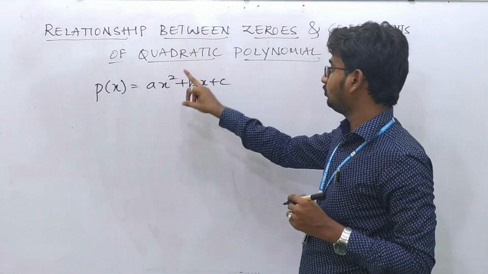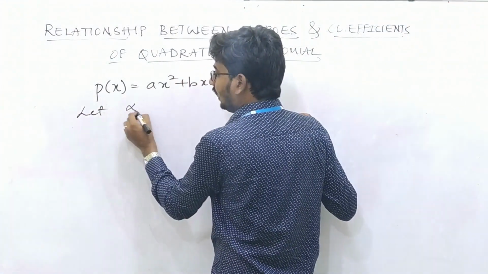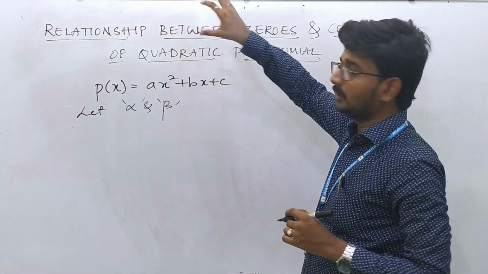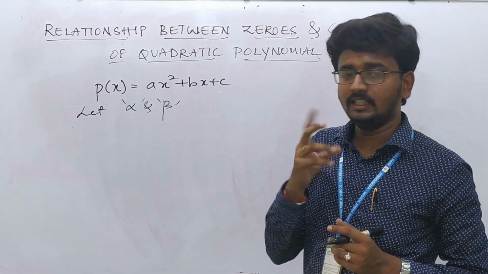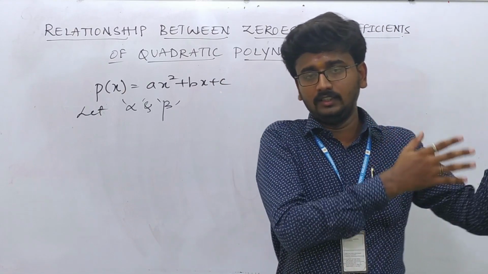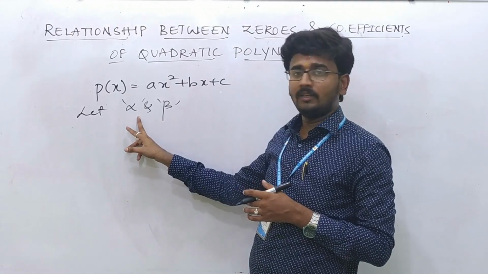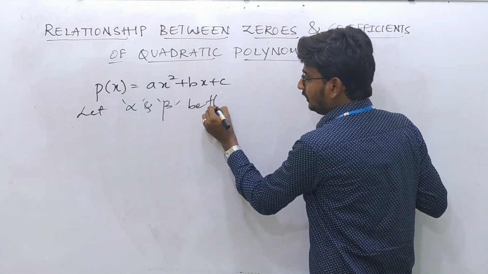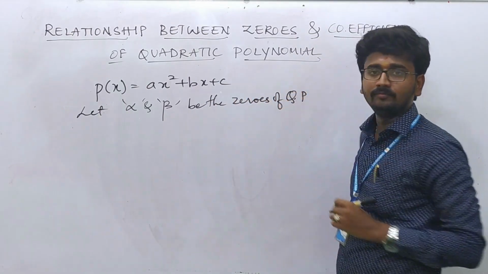Since the degree of this polynomial is 2, let alpha and beta be the zeros of this particular polynomial. Because the degree is 2, it will have two x values, either equal or unequal. That is called the nature of roots also, that we'll discuss in the quadratic equation chapter. Since the degree is 2, I will assume that alpha and beta are the zeros of the quadratic polynomial.